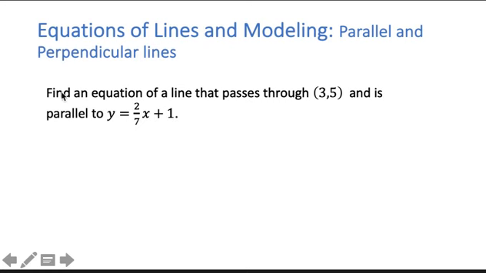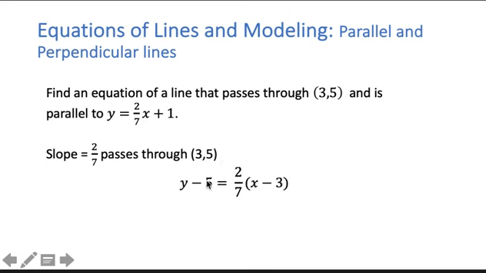Well, the slope of the line we want has to be parallel to this line. Parallel lines have the same slope, so we do know the slope. The slope is 2/7, and the point we know is (3, 5). So once again, I'm going to use point slope form: y minus y1 equals m times x minus x1. I put the slope in for m, 2/7, and I put 3 in for x and 5 in for y.